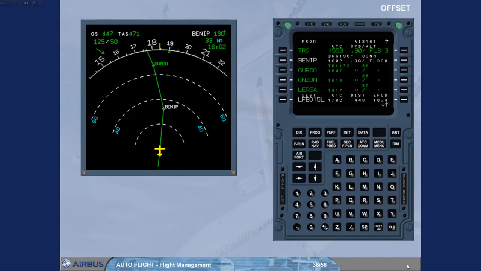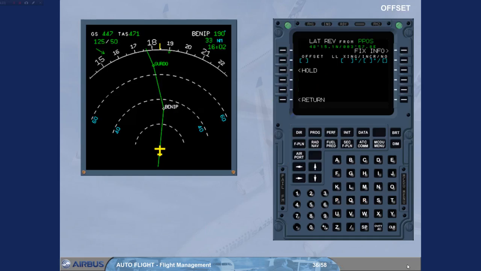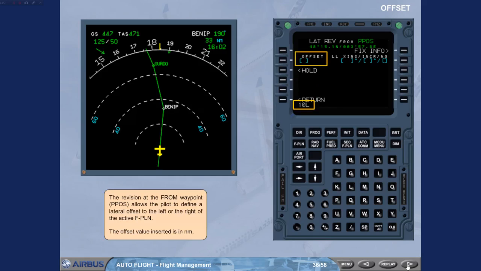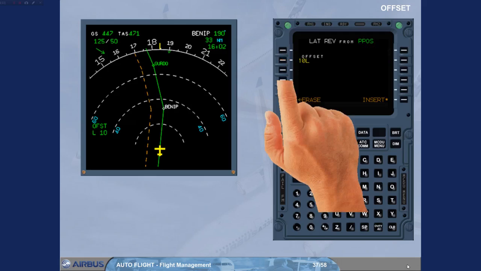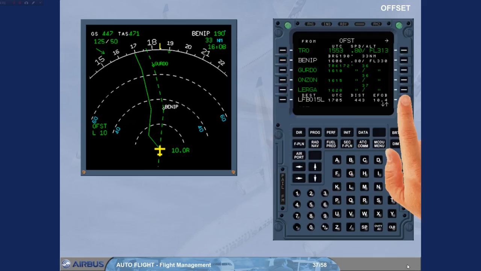The revision at the from waypoint, PPOS, allows the pilot to define a lateral offset to the left or the right of the active flight plan. The offset value inserted is in nautical miles. Once the offset has been inserted, the initial flight plan appears as a dotted line.